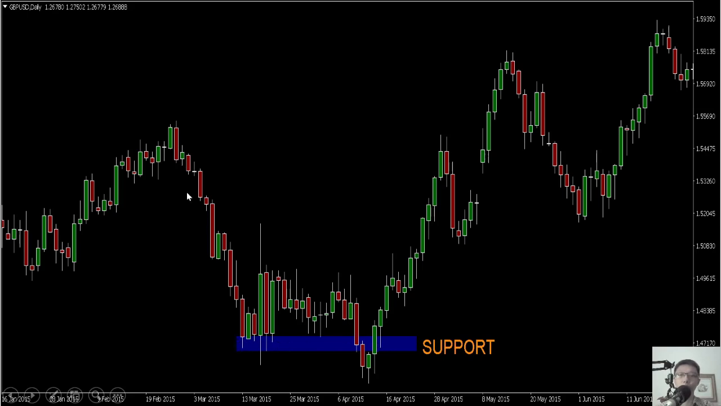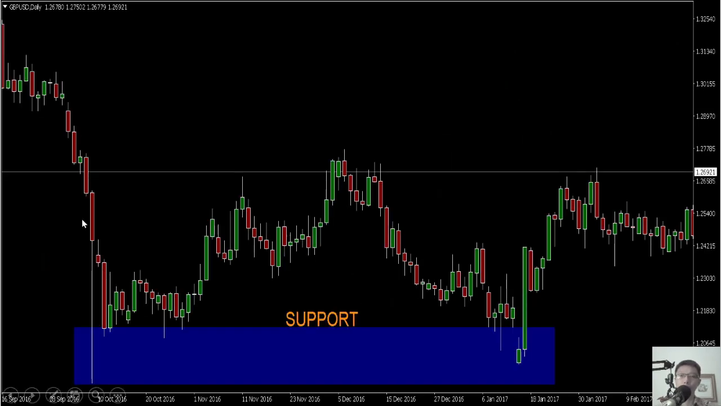This is support because price cannot go far below this support. After price closes below this support area, price reverses to the upside and closes above this support area, and then price goes higher. So this is a very good example of support, and there is a manipulation right here. Once manipulation in this example.